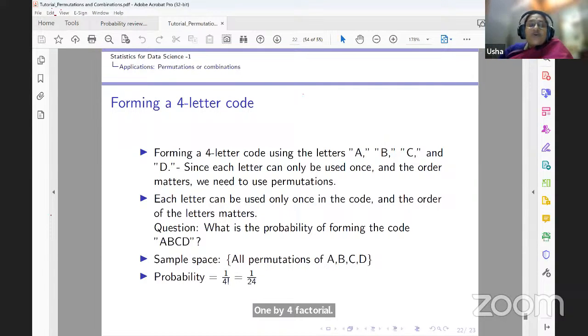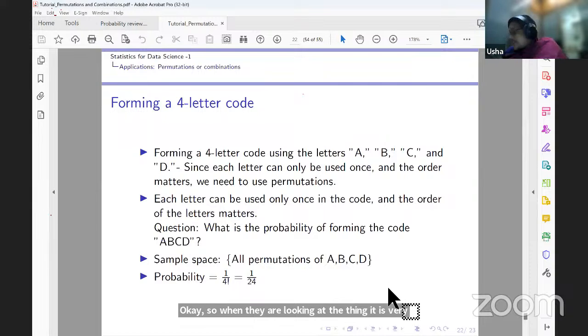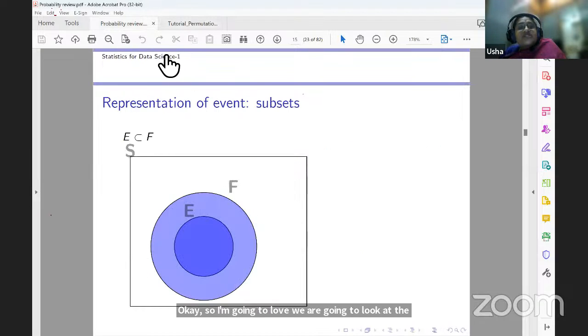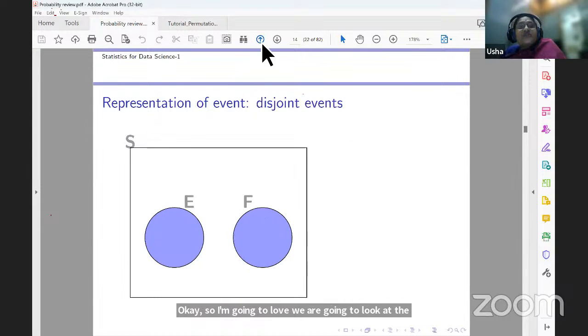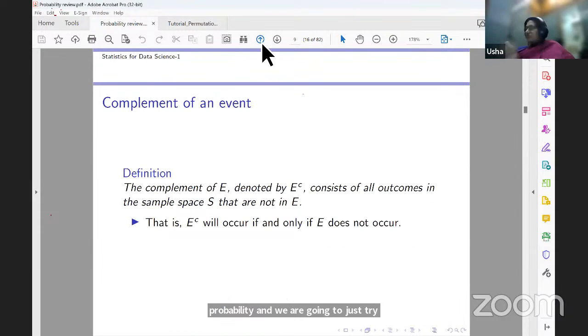Okay. So when we are looking at this, it is very essential for us to understand what a sample space is. We are now going to look at probability, and we are going to try and answer a few questions on this. So I'm going to orally ask these questions, and we'll see how we are going to look at that. Okay. So let me start.